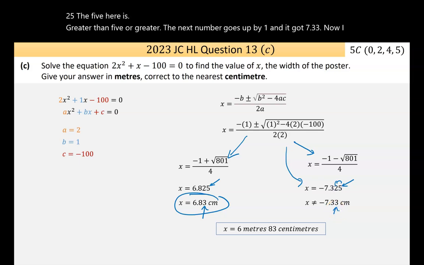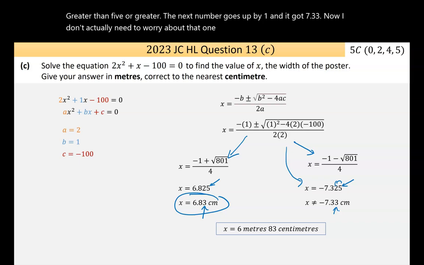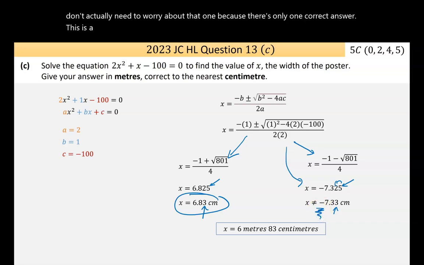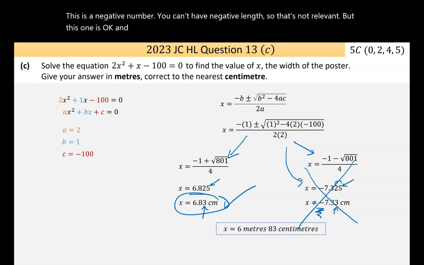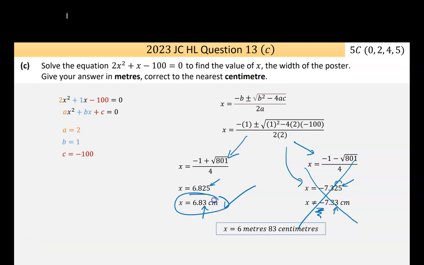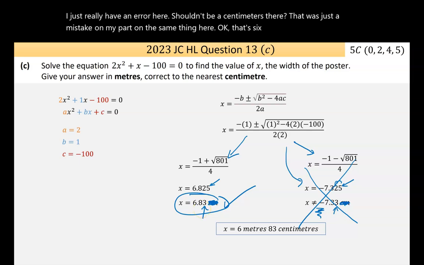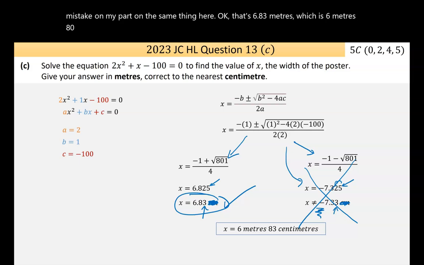Now, I don't actually need to worry about that one because there's only one correct answer. This is a negative number. You can't have negative length. Okay, so that's not relevant. But this one is. Okay, and that's the answer that makes sense within this context. They say, yeah, 6.83. Actually, I just realized I have an error here. There shouldn't be a centimeters there. That was just a mistake on my part, and same thing here. Okay, that's 6.83 meters, which is 6 meters, 83 centimeters, if you want to say it like that. Okay, so I think that might be the end of question 13.